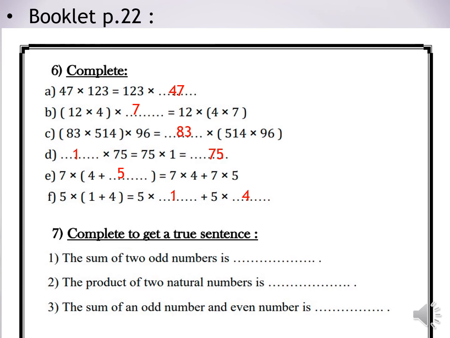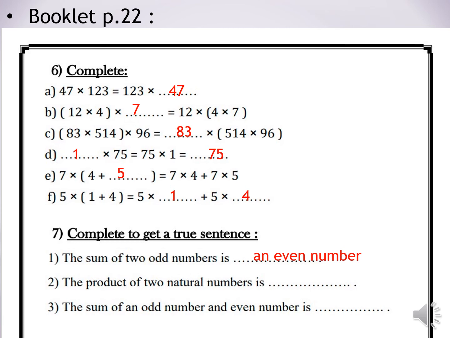Number 7, complete to get a true sentence. The sum of two odd numbers is... If I add an odd number to an odd number, assume that I have 3 plus 5, two odd numbers, and I add them together. Sum means add. So 3 plus 5 equals 8. So let's assume any other two odd numbers: 1 plus 3 equals 4. So even. 3 plus 5 equals 8. So it's an even number. So the sum of any two odd numbers is an even number.